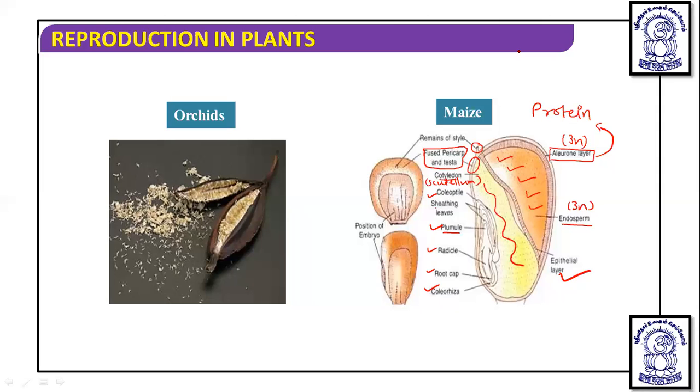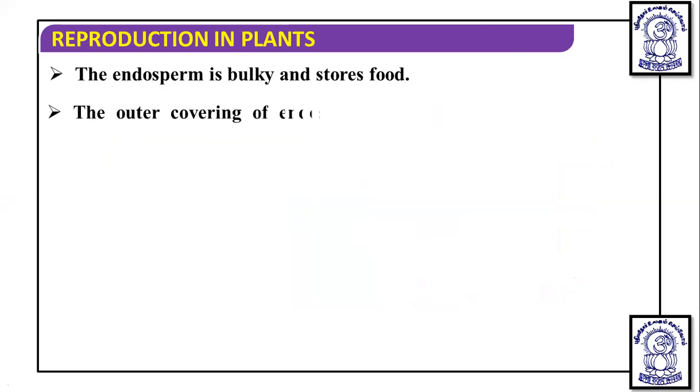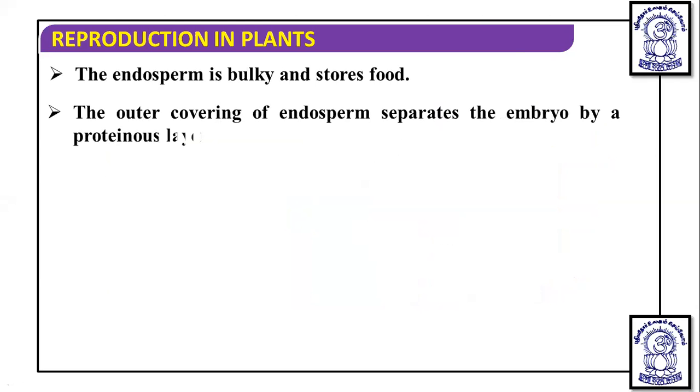So this is all about the maize or monocot seed. Okay. So let's talk further. Now, if we talk about endosperm, endosperm is known to be bulky and its main function is storage of food. And the outermost covering of the endosperm separates the embryo by a proteinaceous layer called the aleurone layer.